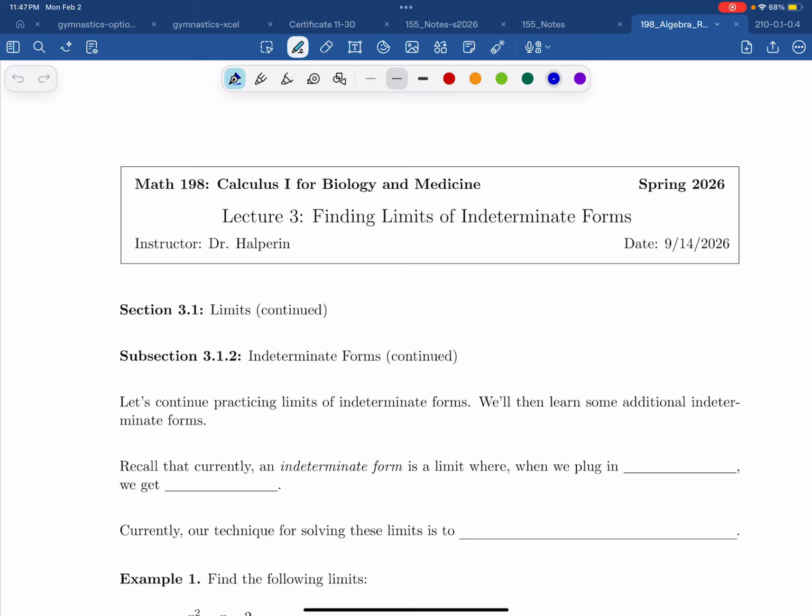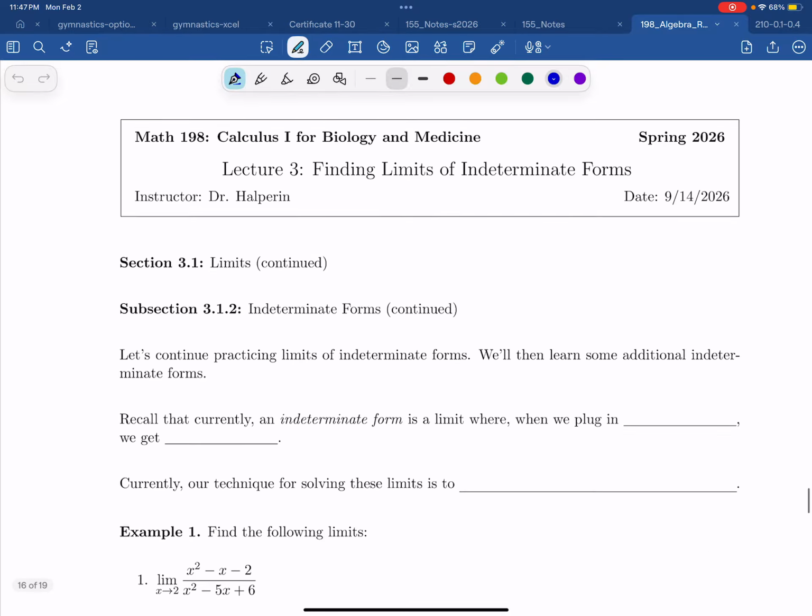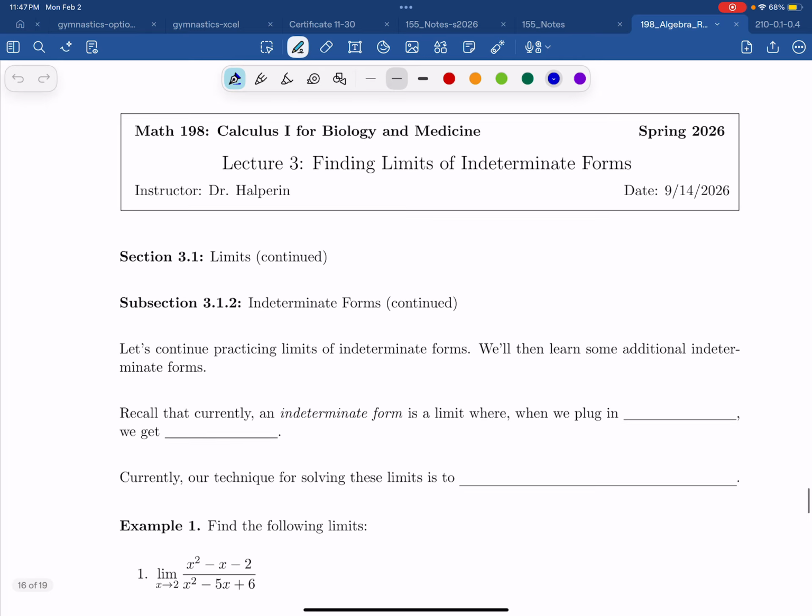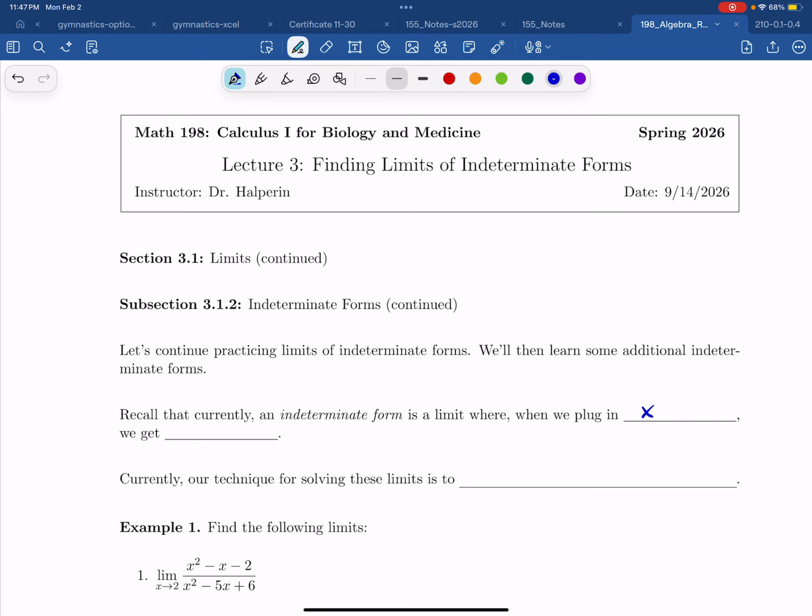Let's continue with indeterminate forms. Remember that an indeterminate form is a situation where, when we take the limit as x approaches a of f of x and plug in x equals a, we get 0 over 0. Remember, that isn't a thing, and it doesn't even give us a hint about what the answer could be.